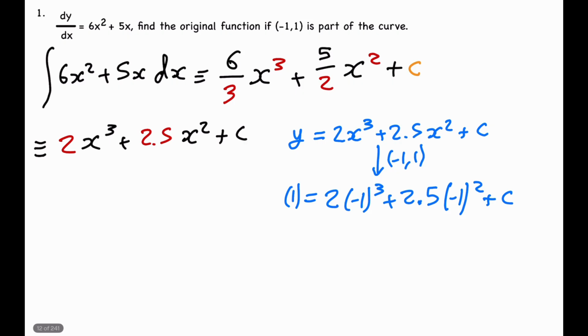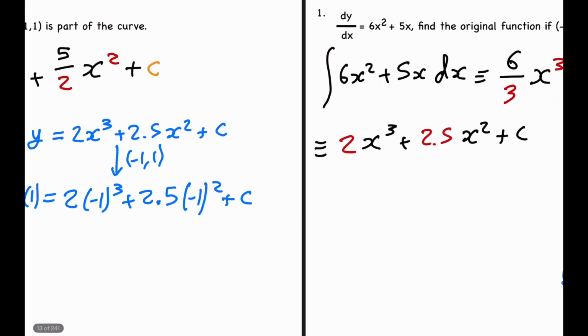And now, because we have this plus c here, and they tell us that the original function goes through minus 1 and 1, if we write out this equation, y is equal to 2x cubed plus 2.5x squared plus c, and substitute your y coordinate as 1, so over here, and your x coordinate as minus 1, you can get an equation where you have c, and you can solve for c pretty easily.